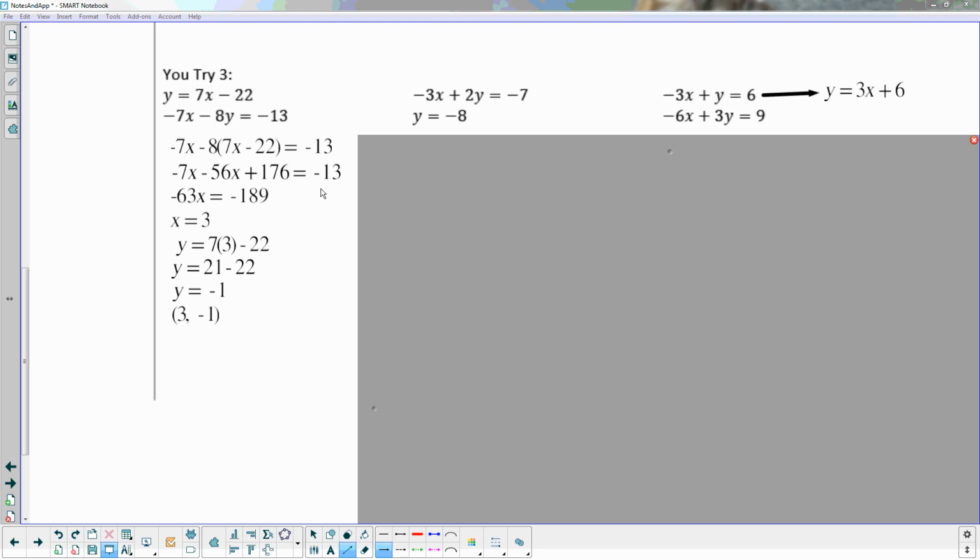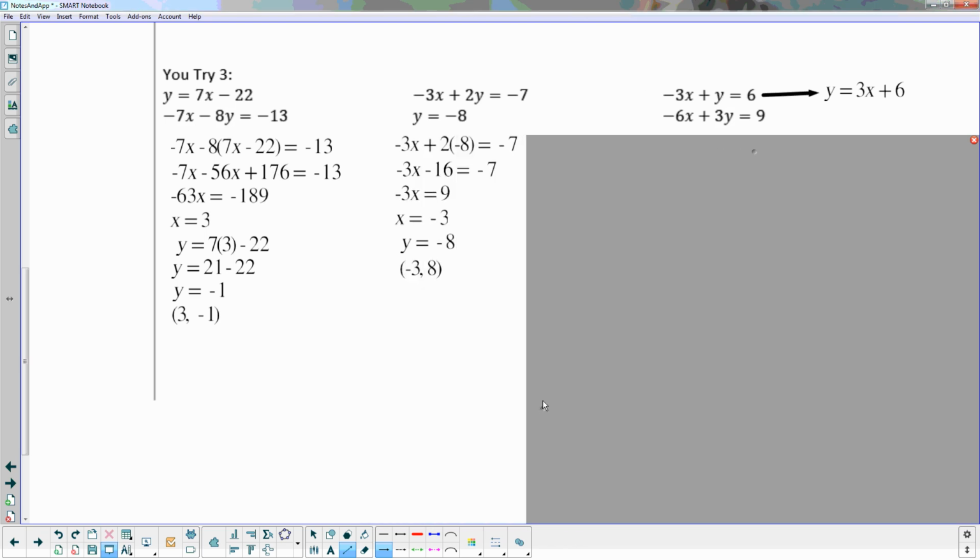I know the numbers are looking a little bit large here. It was meant to be a little bit of a challenging problem. But if you just go one step at a time, it's okay. You get negative 63x equals negative 189, which actually works out really nice to give you x equals 3. And then plugging that 3 back into my original first equation, 7 times 3 minus 22 is what y equals. So y is going to be 21 minus 22, or negative 1. So I get an answer of 3, negative 1.